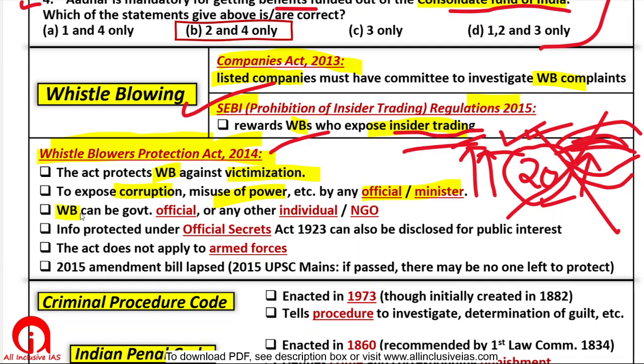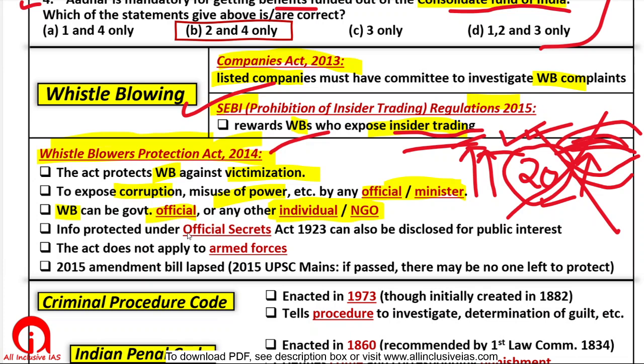The whistleblower who is going to expose the corruption can be a government official. Suppose you are also working in some government organization, be it on a small level, but you have some information about some corruption, you can complain. Sometimes you are not working in the government, you are an individual or an NGO, and you have come to know about corruption that some government officials or ministers are doing, then also you can blow the whistle.